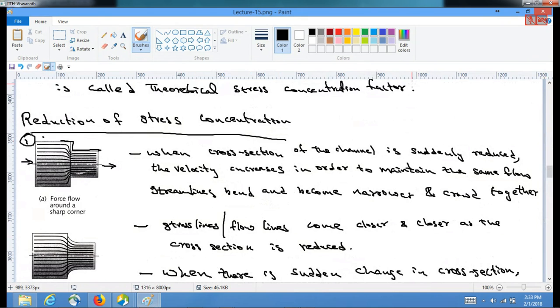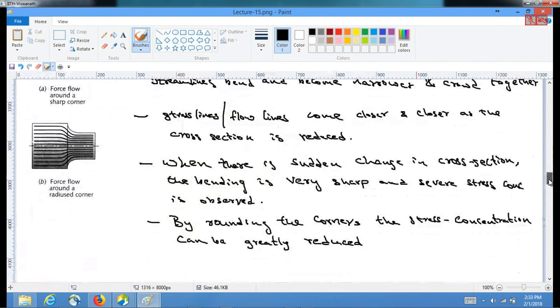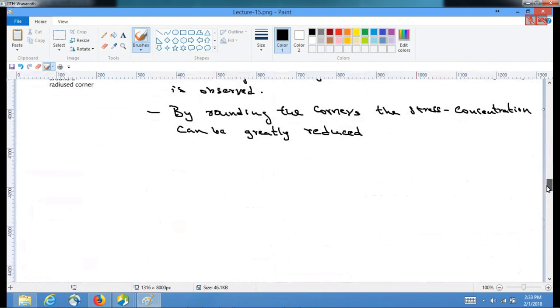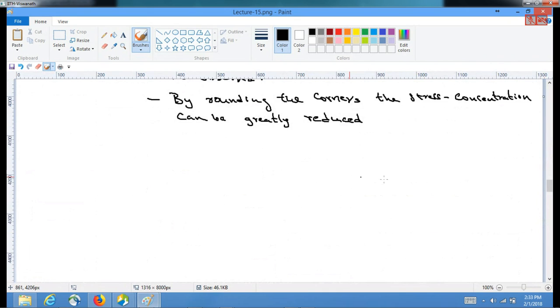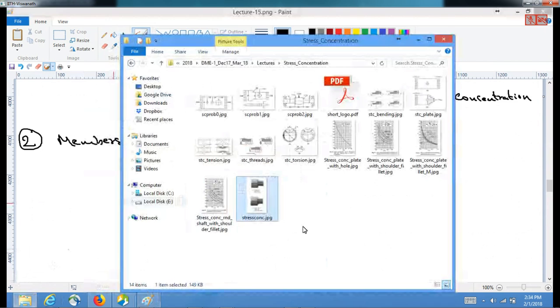Now, the second one: when the members are in tension, let us put some graphs to it.